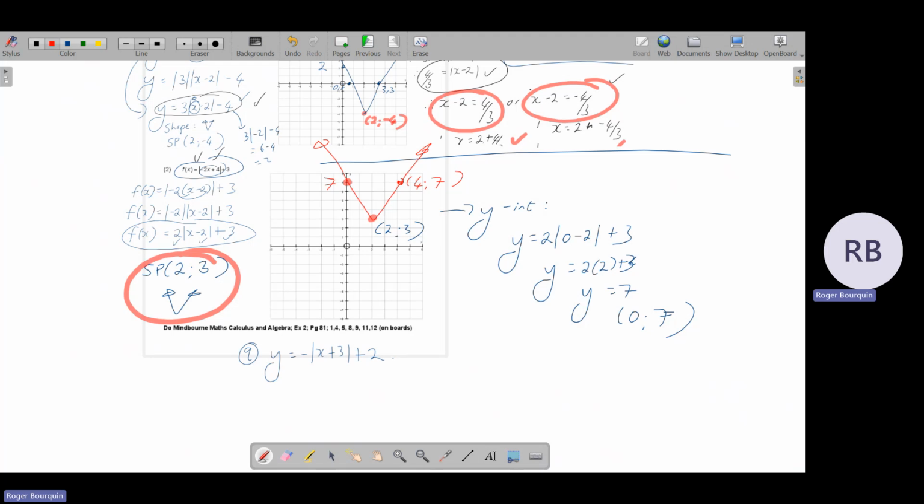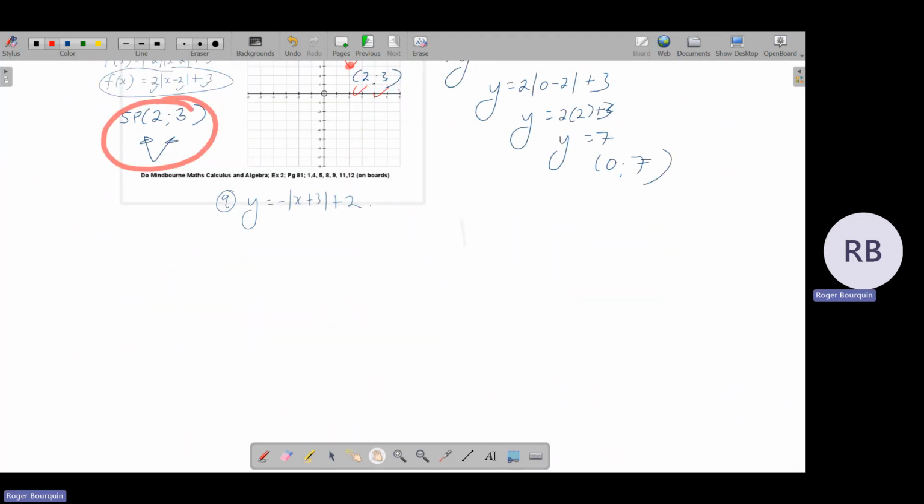So just check this one, guys, quickly. You should have a salient point at 2, 3. You should have 0, 7 as your y-intercept. If you want to put another point, you can. There's your graph. I know this would be a little bit tedious. So last one, number 9.